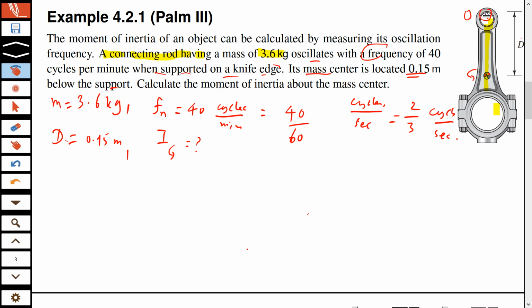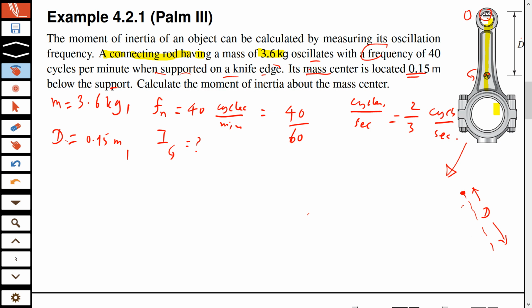Now we're not given any other information. We want to calculate it from the frequency. For that it is necessary that we write the equation of motion. So it's a good idea to model this as a pendulum. If you assume a pendulum of rod length d, this is massless by assumption, and all the mass is concentrated.